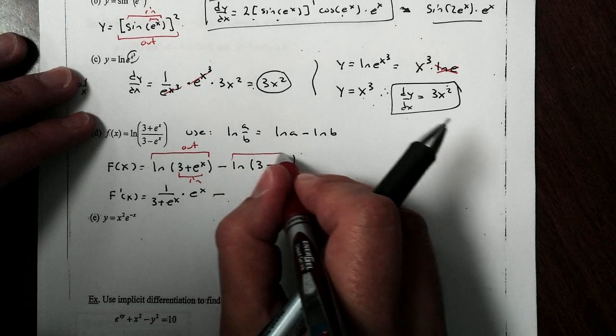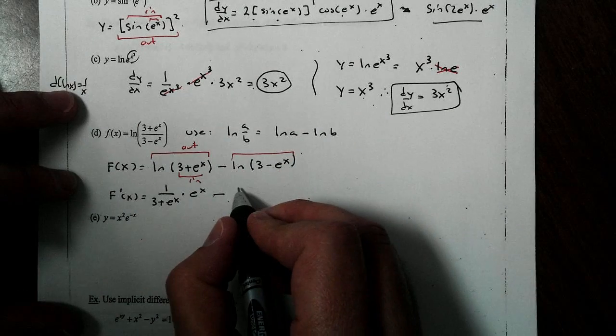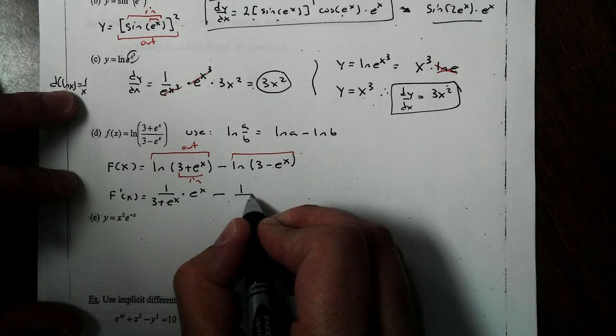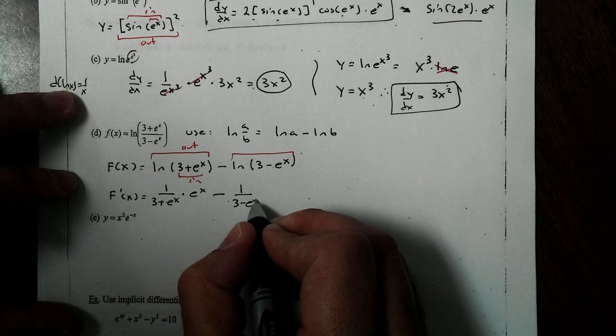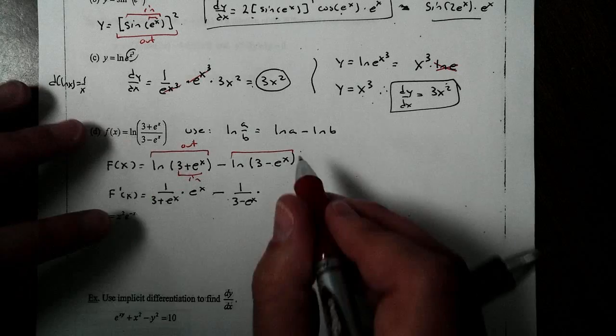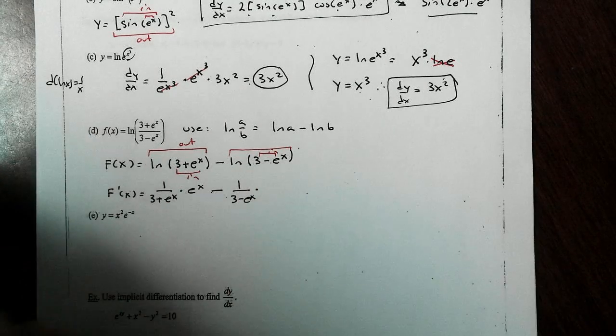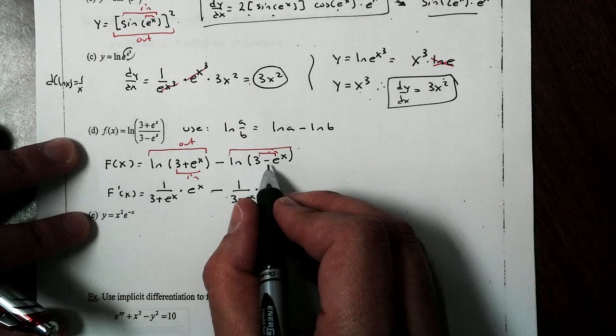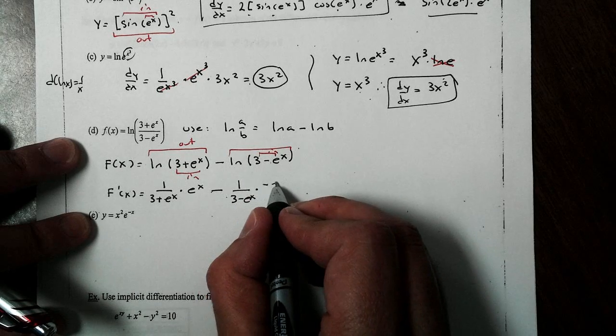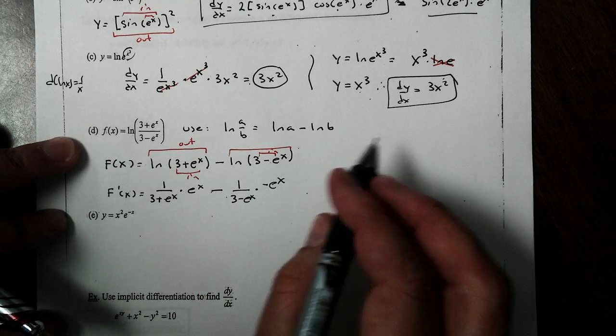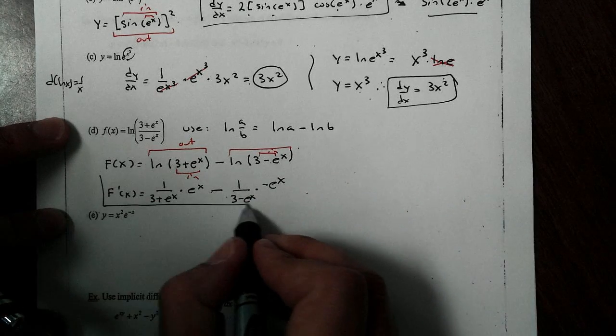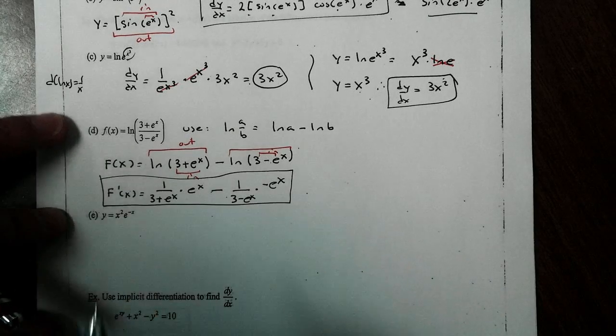minus, again, natural log of 3 minus e to the x, that's a chain rule. My outside becomes 1 over 3 minus e to the x times the derivative of our inside. Be very careful, it's 0 minus e to the x, so we get a negative e to the x. And just leave it alone right there. And there's our derivative.